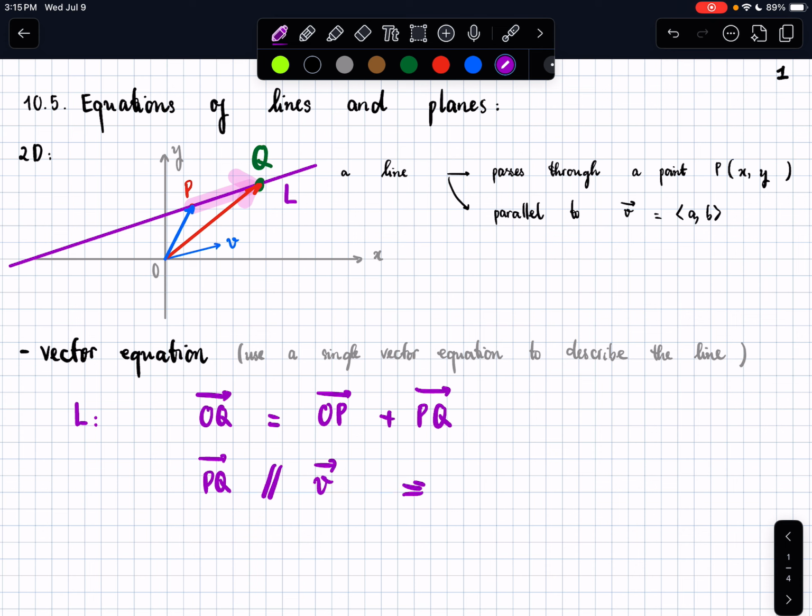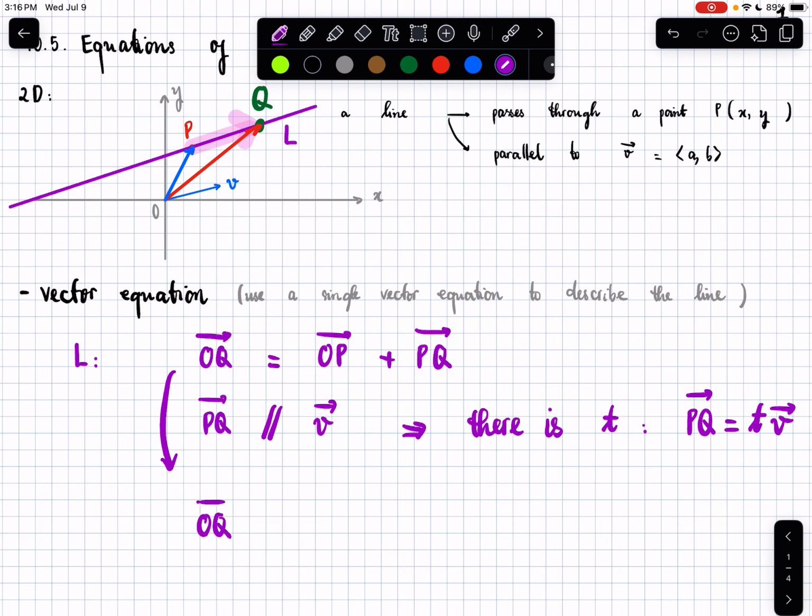This means there must be a scalar, say T, a real number, such that PQ equals T times V. PQ is parallel to V, so there exists a T such that PQ equals T times V. And this gives us OQ equals vector OP plus T times V. This is the single equation that describes the line L, and we call it the vector equation of L.